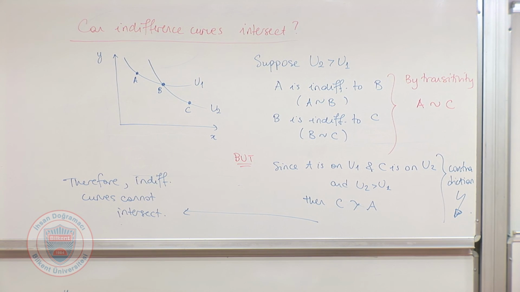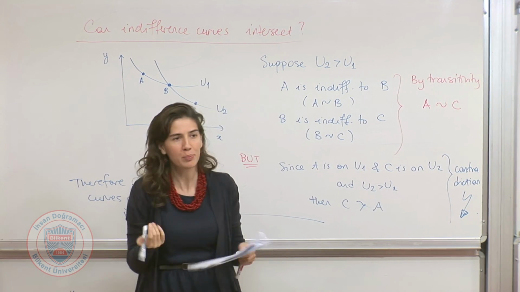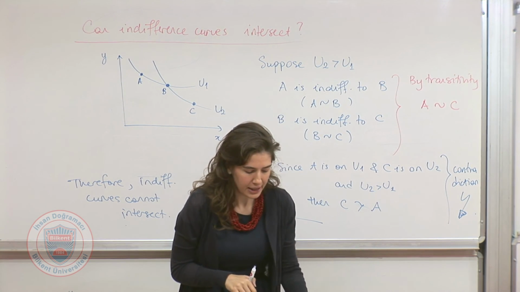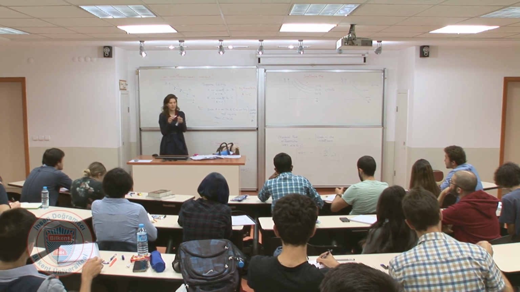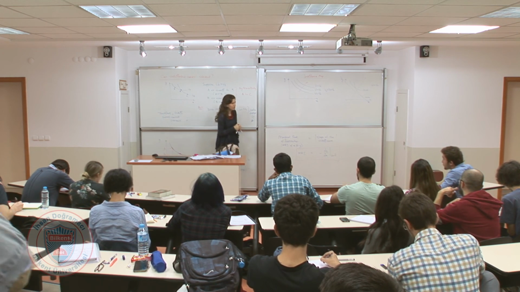You see that we're in this nice world, okay? This is very simple, but it is a proof. So we proved that indifference curves cannot intersect, okay? Now let's stop here, let's give a break, and then in the second hour we'll continue, okay?